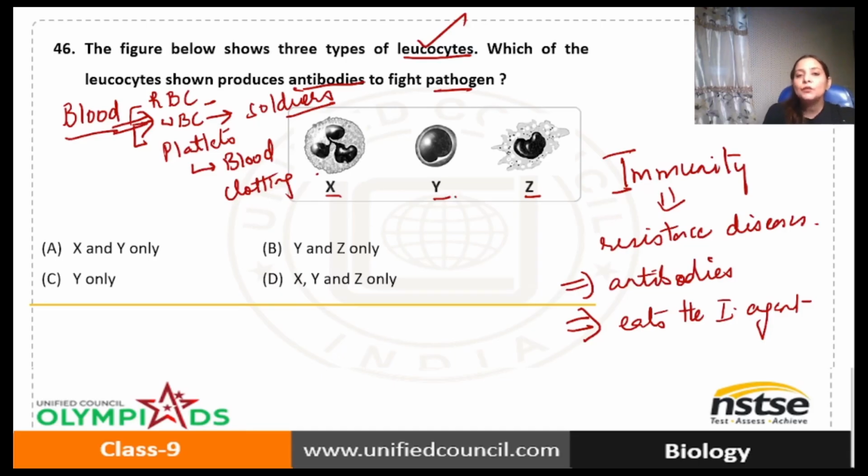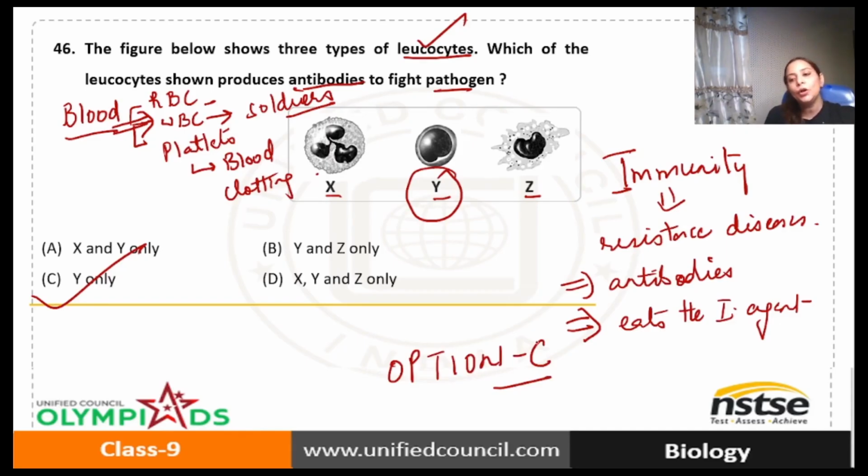So out of these X, Y, Z, the one which produces antibodies is the white blood cell that is lymphocyte. So out of these three, option C is correct, because Y is identified as lymphocyte, and it protects our body by producing antibodies which can fight against pathogens, that is infection causing agents.